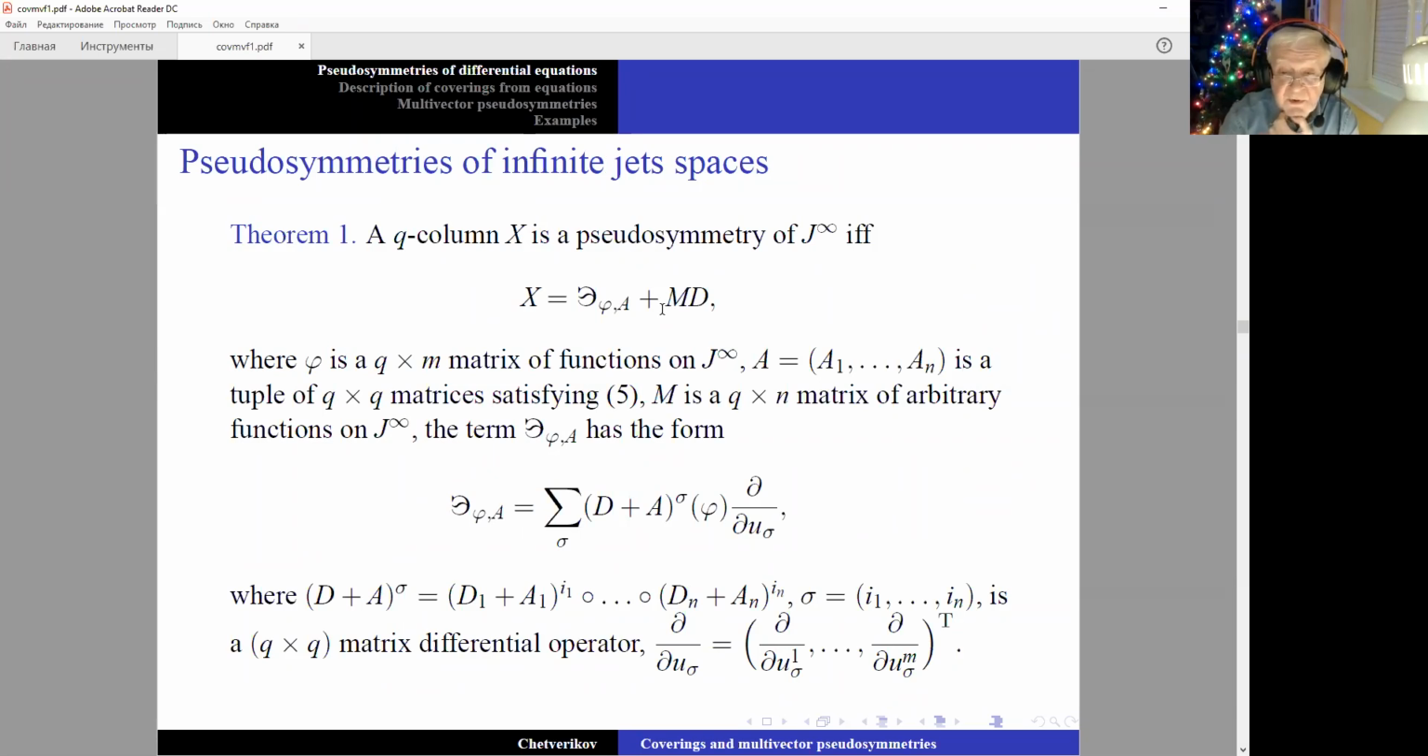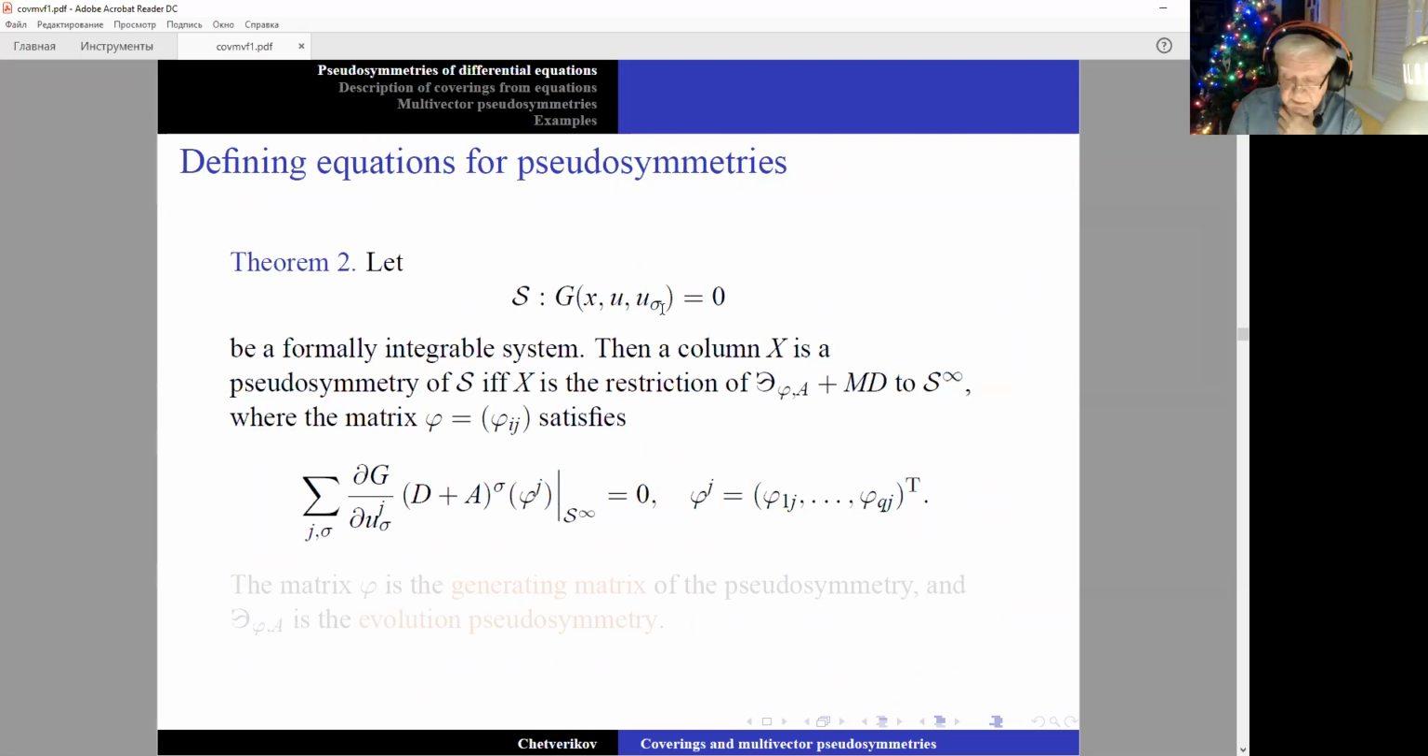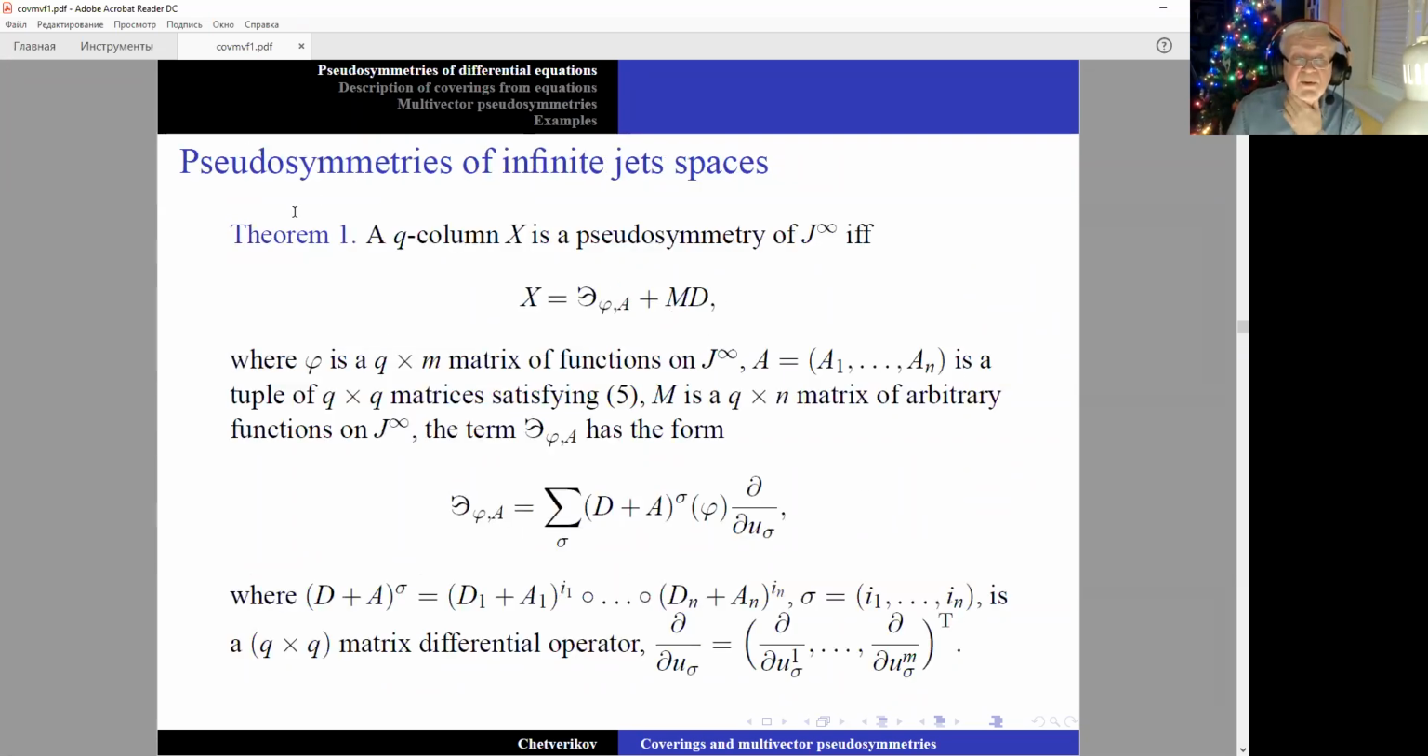The following two theorems are generalized. The well-known theorems characterize higher symmetries. The first theorem describes pseudosymmetry of infinite J space.